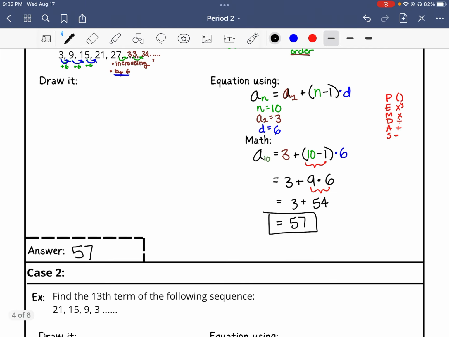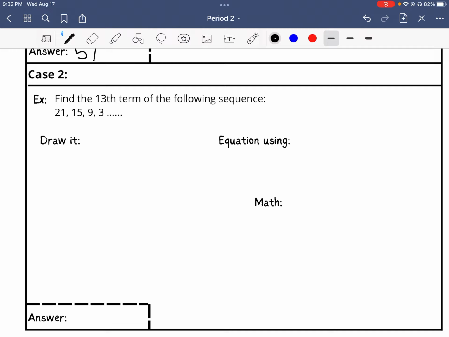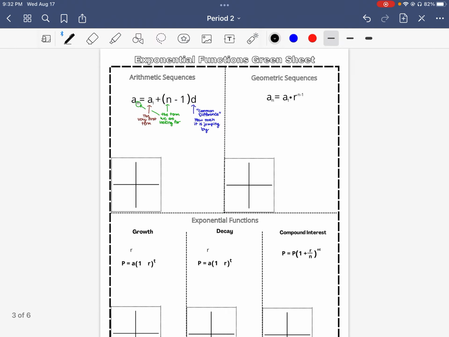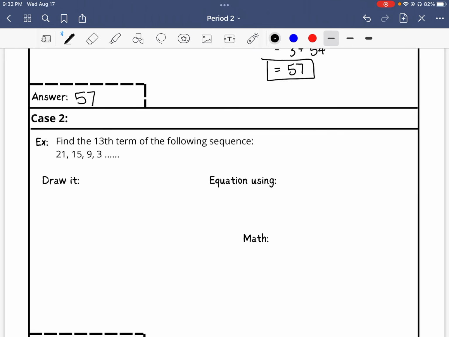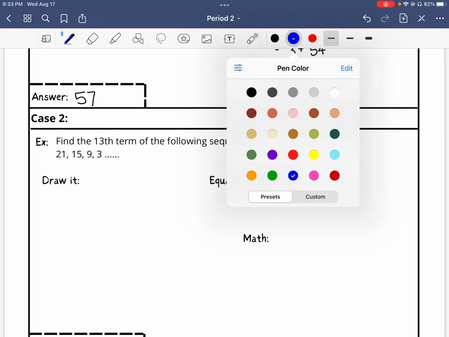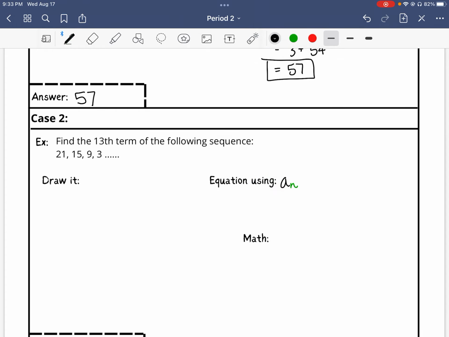All right, let's try number 2, case number 2. Find the 13th term of the following sequence. So again, we're just focusing on arithmetic sequences. So I know I'm for sure going to be using this one. So my equation is AN, you know me, let me color code, AN equals A1 plus N minus 1 times D.